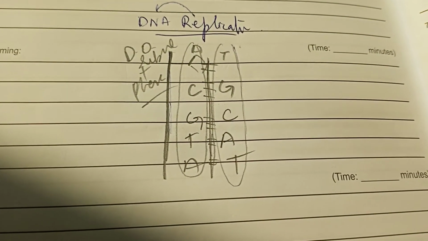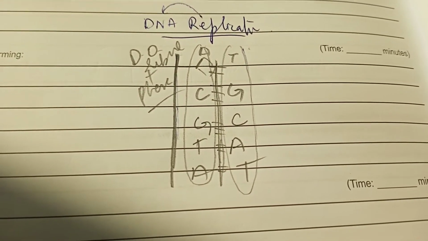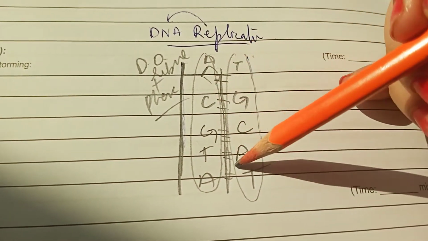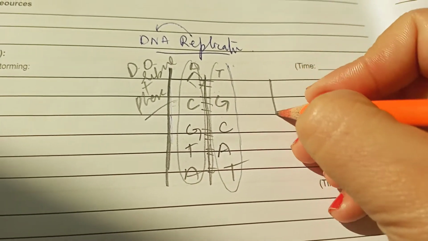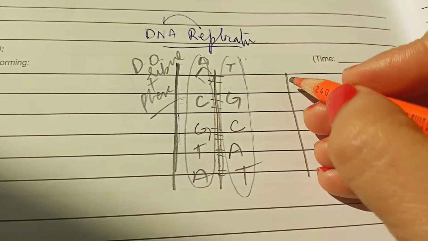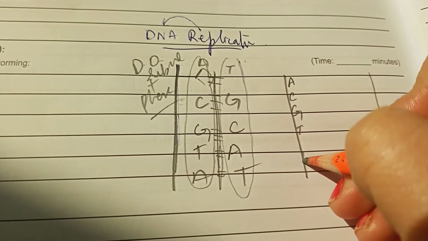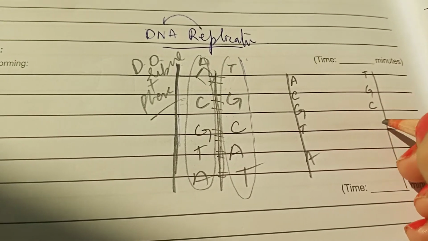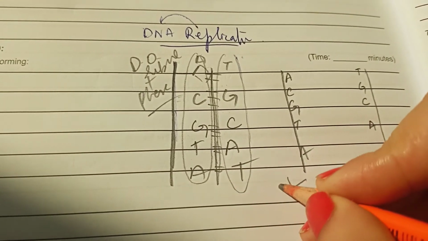Like when you zip or unzip a zip, what will happen? It separates into two sides. Similarly, when these bonds break, the two strands separate. One strand would be here and one strand would be here. So this is like A, C, G, T, A, and this is another strand having T, G, C, A, T, and both strands are going to act as a template.